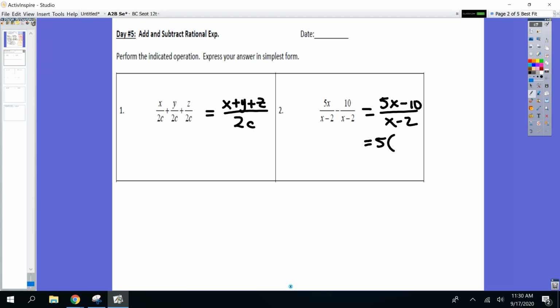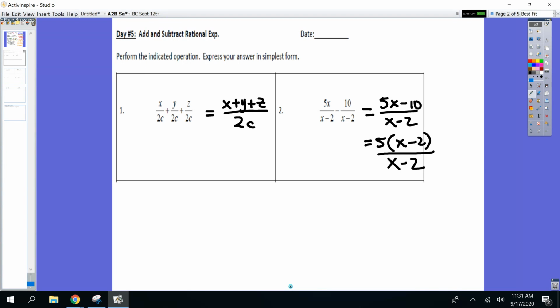Calm down, regroup. 5 times what? 5 times 2. Take a 5 from 5x. What's left? You're just overthinking it. Oh, x minus 2. Over x minus 2.